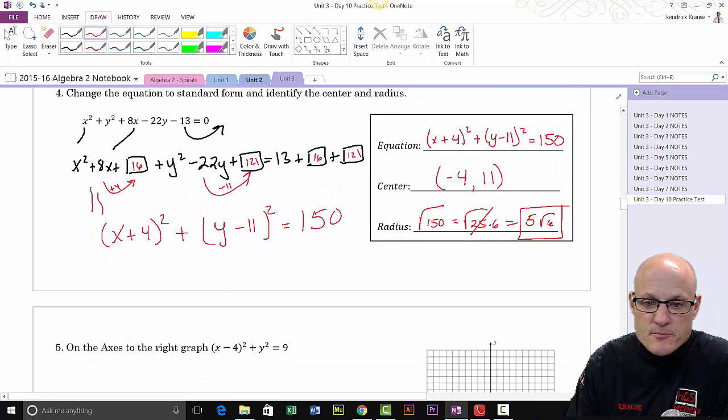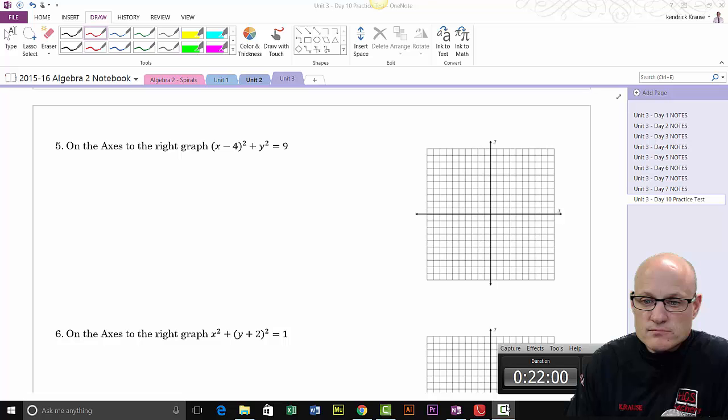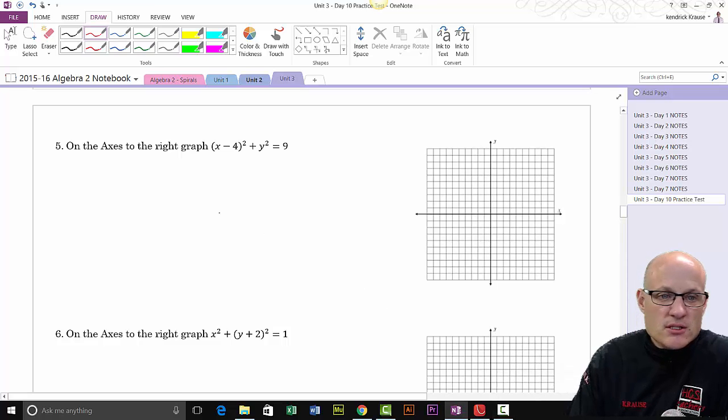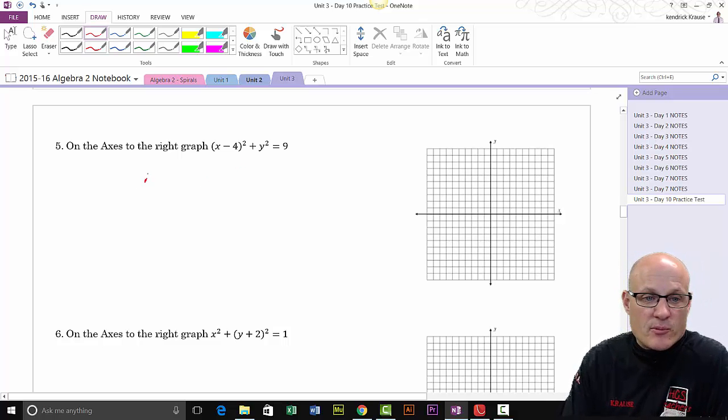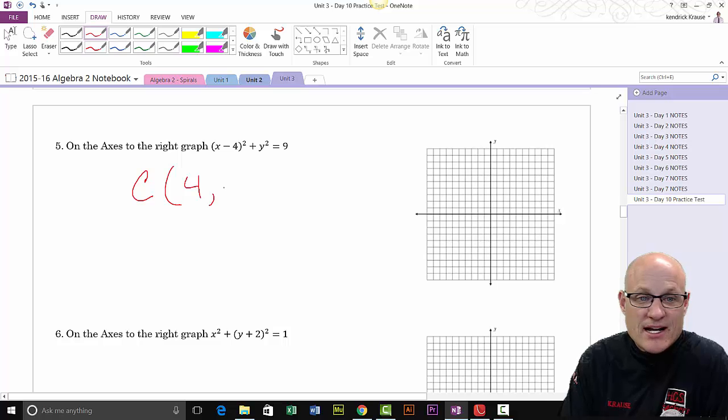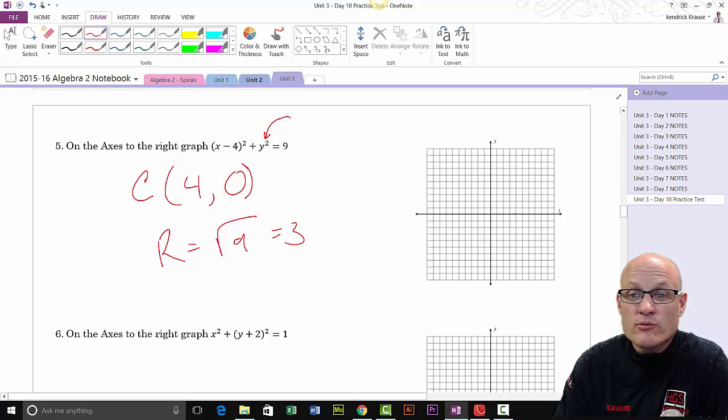All right, here we go. So all I want to do is graph this thing on the axes over there. First of all, I'm going to pull out the center. The center is 4, comma, 0. Remember, there's no number with the y, so the y part of the center is 0. And my radius is equal to the square root of 9, which is 3. So I go to 4, 0, and I go up 3, right 3, down 3, left 3, and I draw in a sweet, beautiful looking circle.